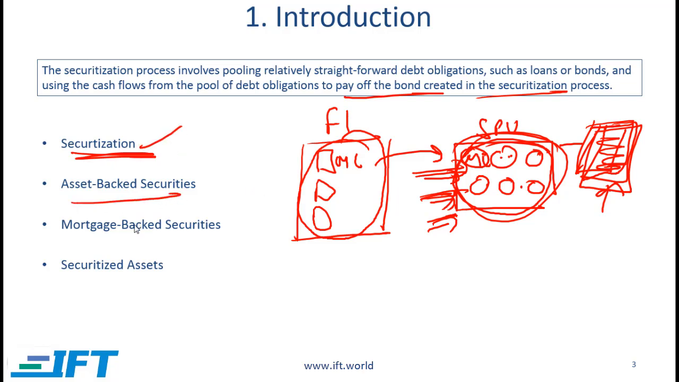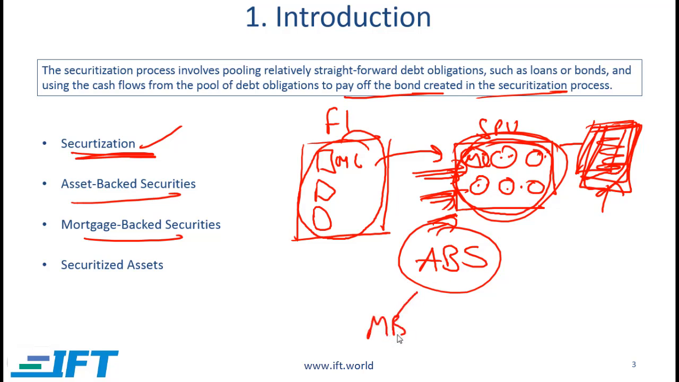Now, the distinction between asset-backed securities and mortgage-backed securities. Asset-backed securities is a larger term which deals with any security that is created by this sort of a process where the bondholder or the security holder is paid based on cash flows associated with the underlying asset. Now, the largest category of asset-backed securities is mortgage-backed securities. In other words, securities where the underlying asset is some form of a mortgage instrument.